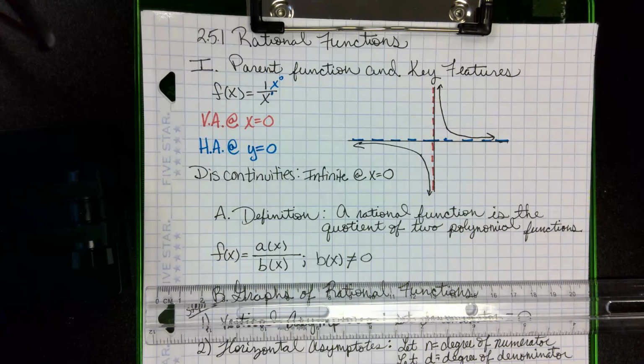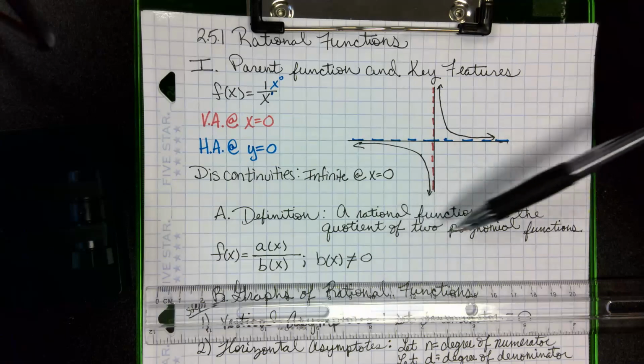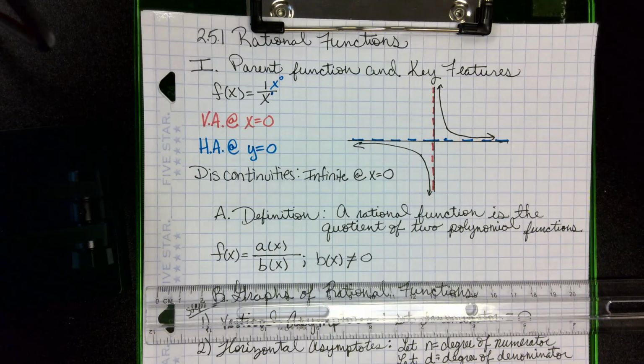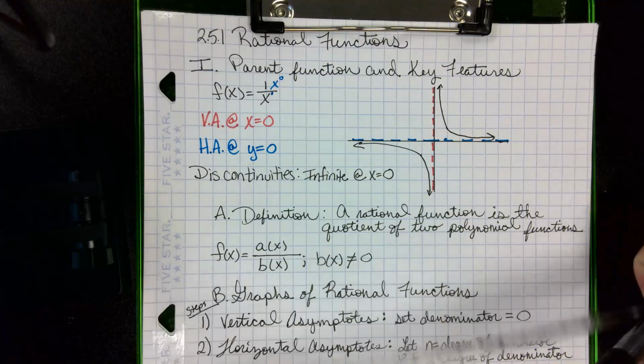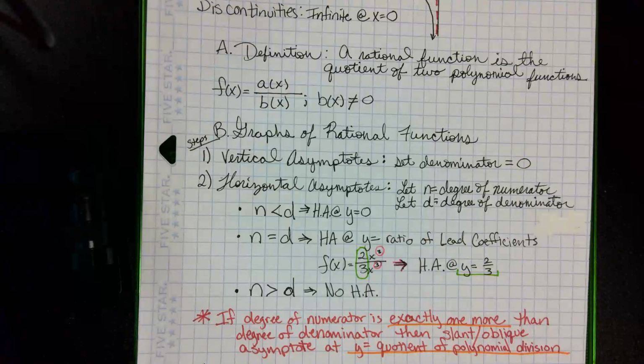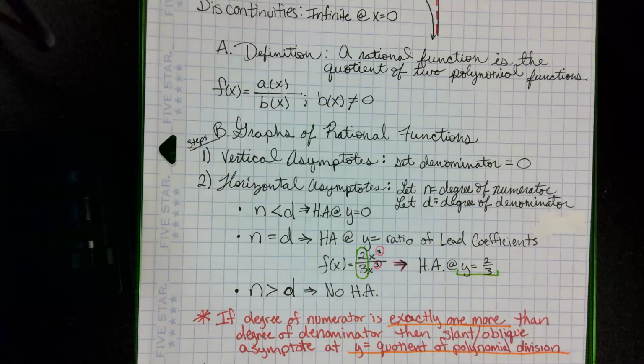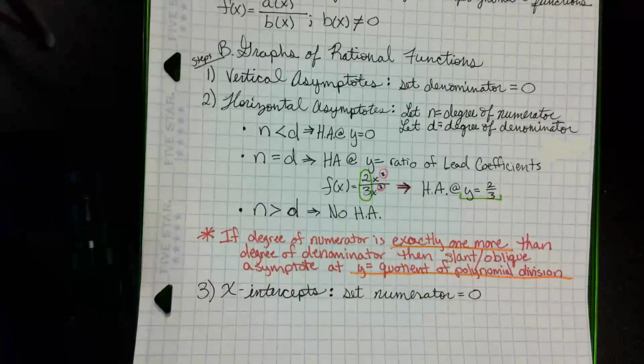All right, so that's our review of the basics. The definition is a rational function is the quotient of two polynomial functions. So you're dividing. F of x equals a of x divided by b of x, as long as b of x does not equal 0. That's what a rational function is. So then the next part is we have graphs of rational functions. Now I'm going to give you the steps for graphing a rational function. You're going to follow these steps every time.